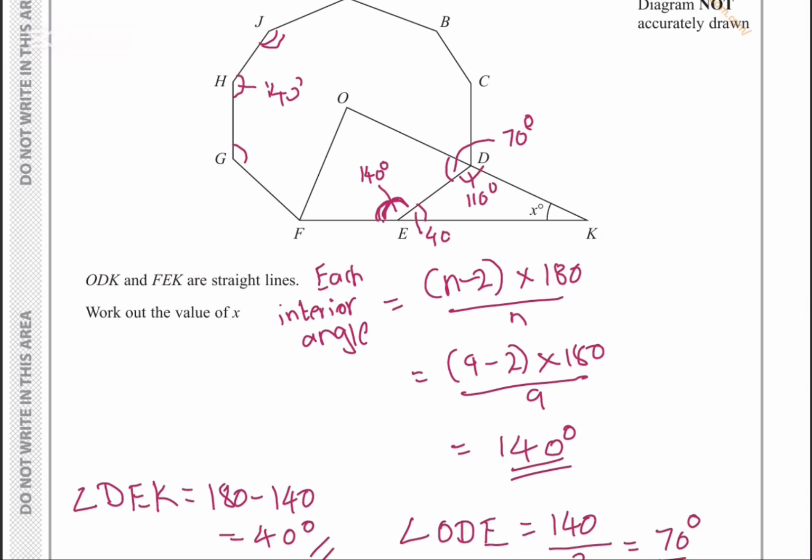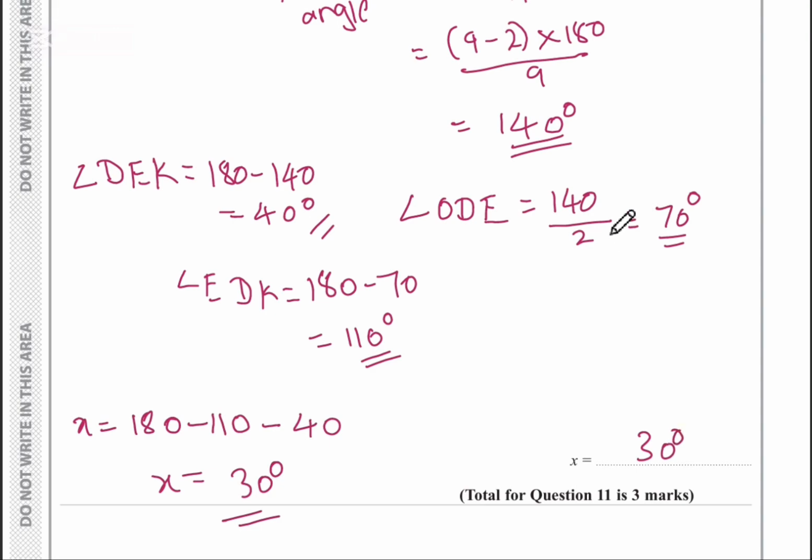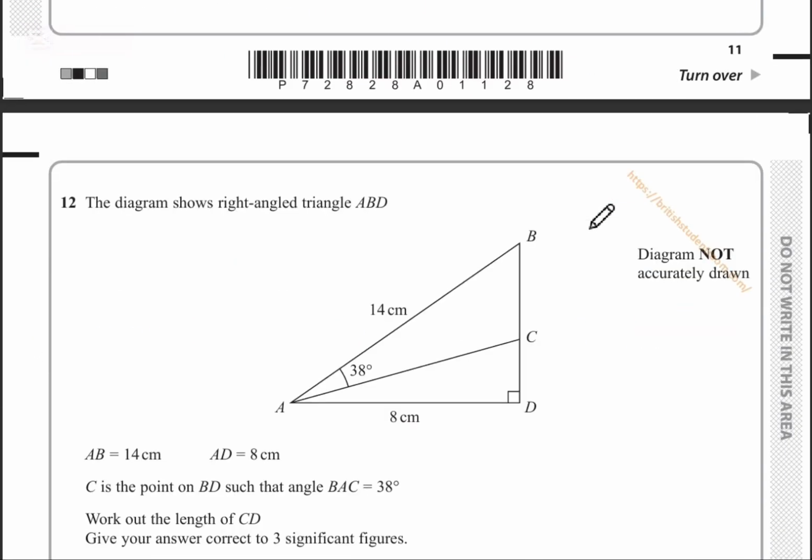Now I have this as 110, this as 40. How am I going to find this? From 180 I subtract this angle and this angle. So x would be 180 minus 110 minus 40, which gives me an answer of 30. X is 30 degrees. Therefore this angle is 30 degrees. Alright, I hope you understood this. Let's go to the next question.